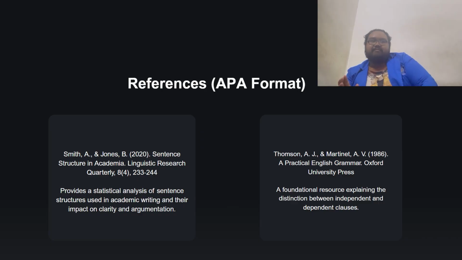Smith, A., and Jones, B., 2020, Sentence Structure in Academia, Linguistic Research Quarterly, 8(4), 233-244, provide a statistical analysis of sentence structures used in academic writing and their impact on clarity and argumentation. Thomson, A. J., and Martinet, A. V., 1986, A Practical English Grammar, Oxford University Press, a foundational resource explaining the distinction between independent and dependent clauses.